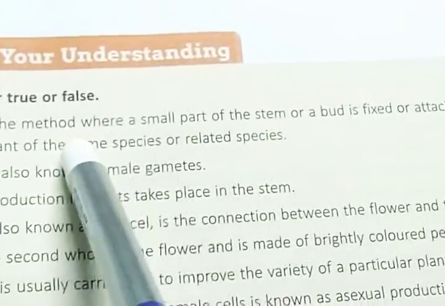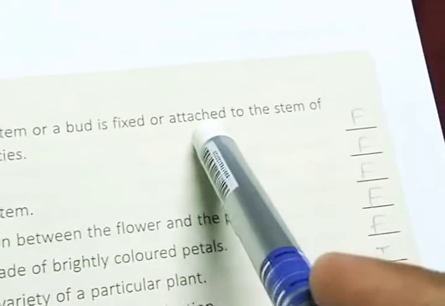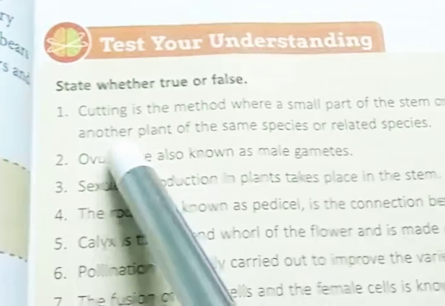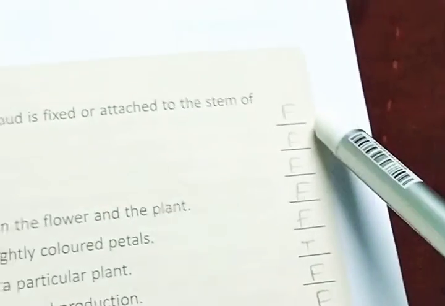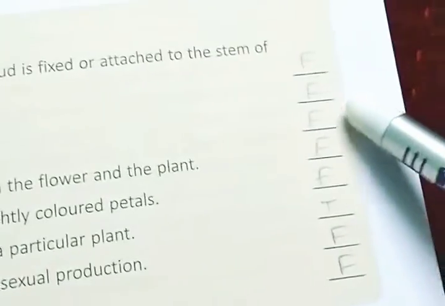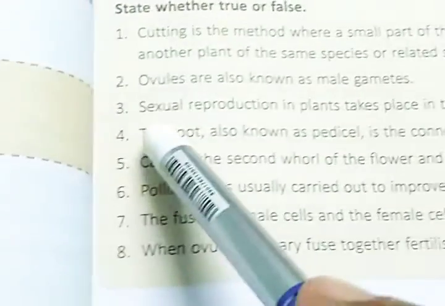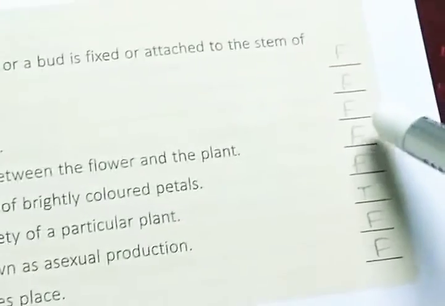Cutting is the method where a small part of stem or bud is fixed or attached to the stem of another plant of the same species or related species. Answer will be false. Ovules are also known as male gametes. Answer is false. Sexual reproduction in plants takes place in stem. False.